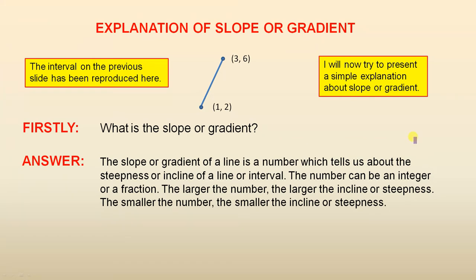The slope or gradient of a line is a number which tells us about the steepness or the incline of a line or interval. The number can be an integer or a fraction. The larger the number, the larger the incline or steepness. The smaller the number, the smaller the incline or steepness.